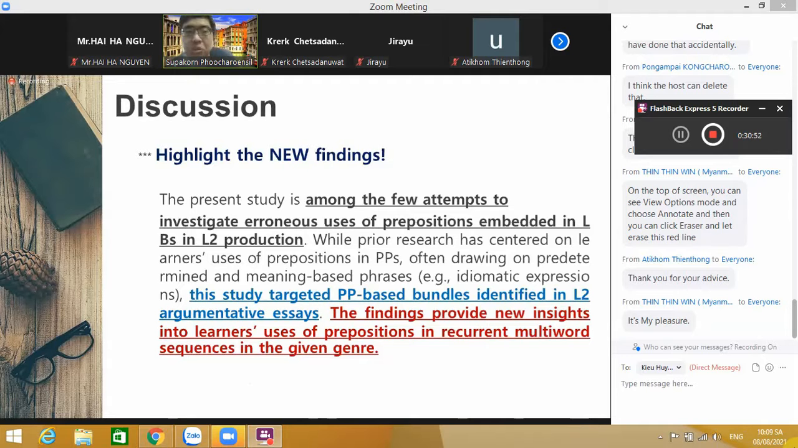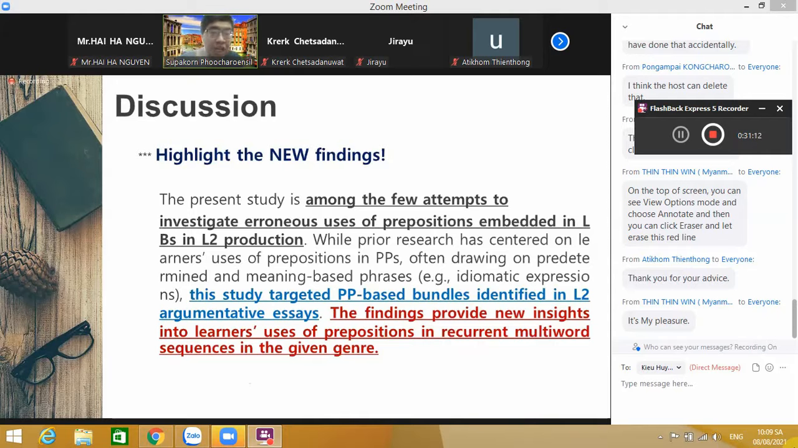But that's just reporting the result, not discussion. Discussion would be a daunting challenge for novice researchers or authors, right? So here, this is very important. You have to highlight new findings. What have you found in your studies, right?